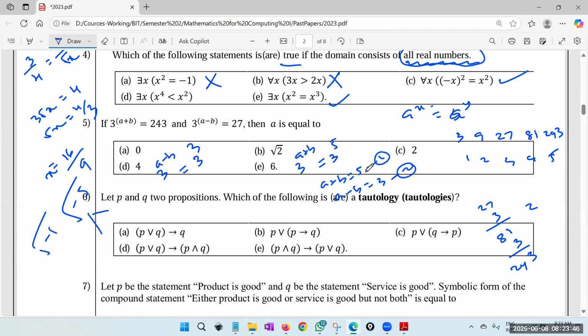Right, now you need to find a and b. But you need to find a. So adding, 2a equals 8, a equals 4. Right, a equals 4. Answer is D.